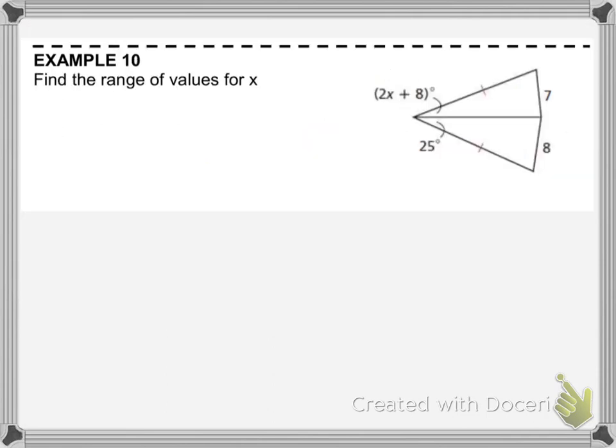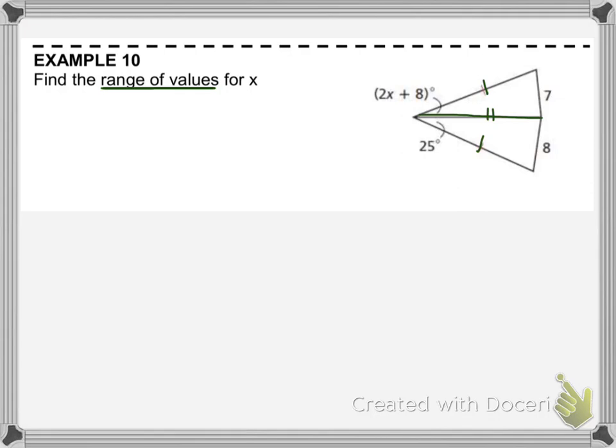Okay, last example. Find the range of values. Anytime it asks for a range of values, you want to set up a compound inequality. So we'll look at what that looks like in a second. Let's look at what we have with these two triangles. Now these two triangles actually share this side, which means that it's congruent on both triangles, right? We also have this other side on each triangle that are congruent.